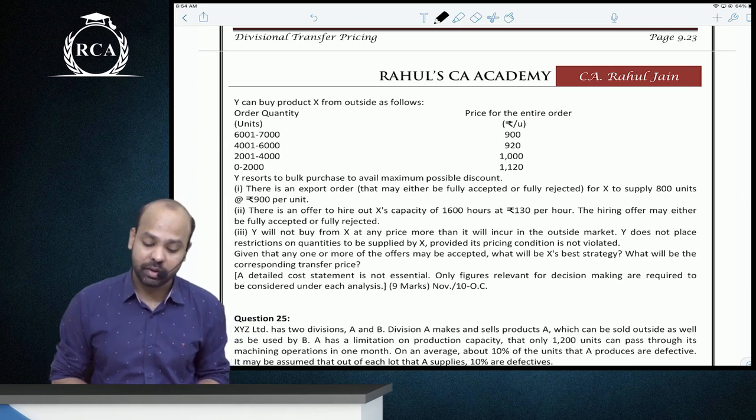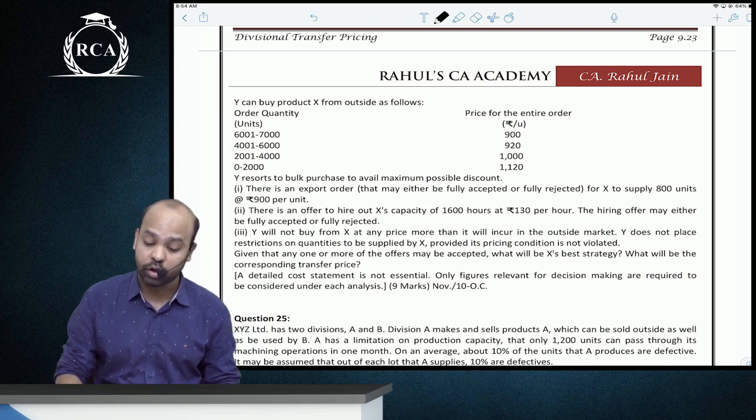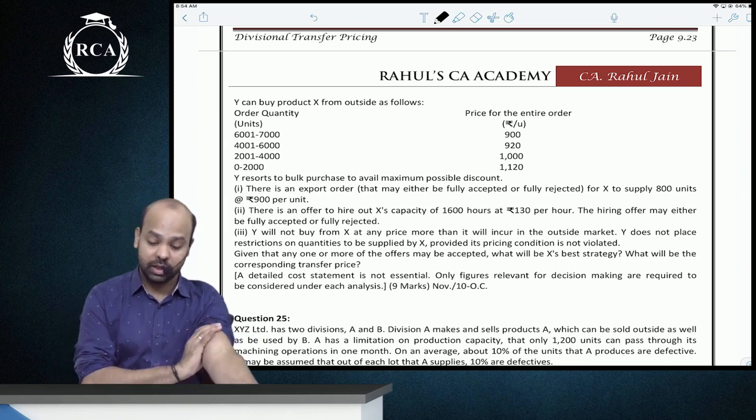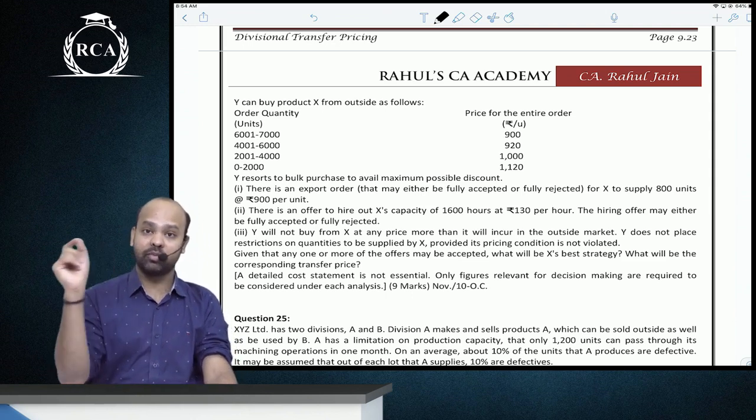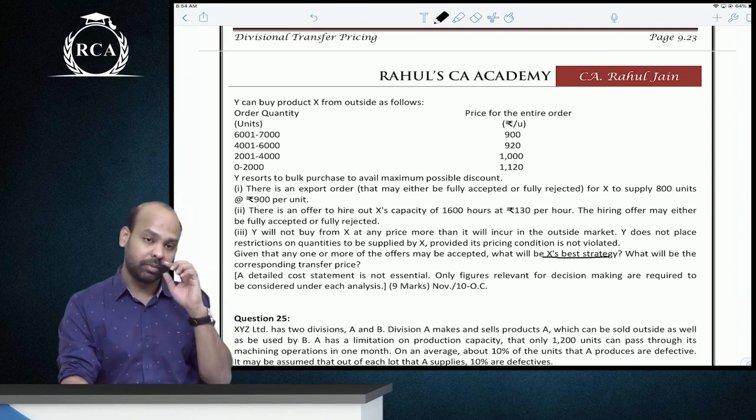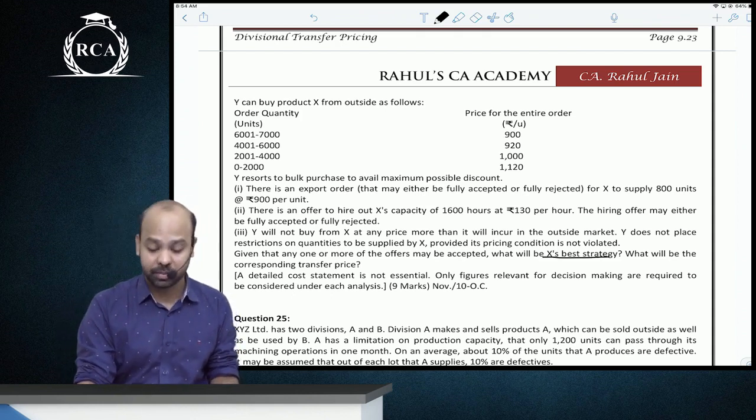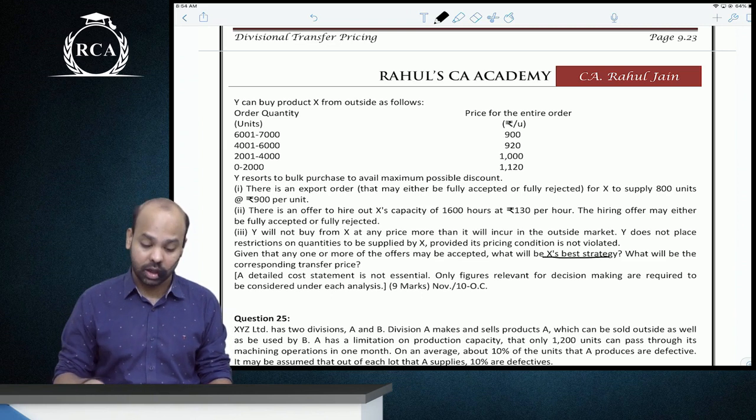Y will not buy from X at any price more than it will incur in the outside market. Y does not place restrictions on quantities to be supplied by X, provided its pricing condition is not violated. Given that any one or more of the offers may be accepted, what will be X's best strategy? When they say X's best strategy, fix the transfer price at the maximum transfer price level, the price that the other division is willing to pay based on their external market price. A detailed cost statement is not relevant. Only figures relevant for decision making are required to be considered under each analysis.